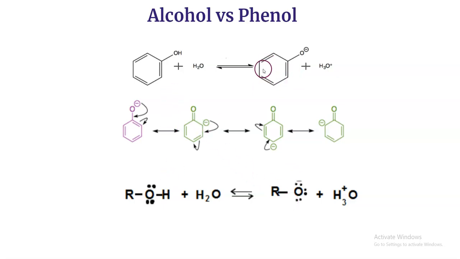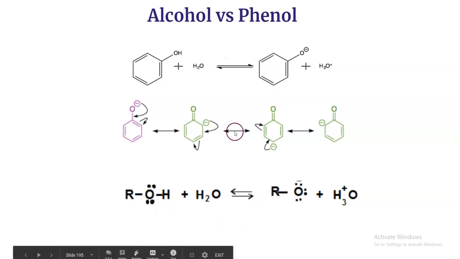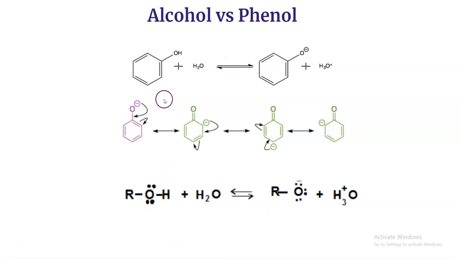If phenoxide is more stable than alkoxide, this reaction is more likely to happen, or this happens more than this, making phenol more acidic. If alkoxide is more stable than phenoxide, this reaction will happen more than this. The dissociation of alcohol is more than the dissociation of phenol. That means alcohols are more acidic. Now let's compare the stability of phenoxide with alkoxide.